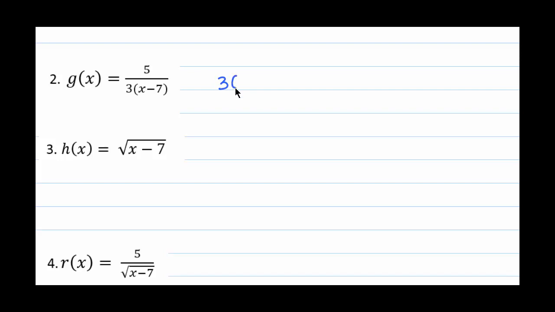So if I had 3 times x minus 7 equals 0, I set both of my factors equal to 0. So I have 3 equals 0, x minus 7 equals 0. This 3 equals 0, that just divides out. There's no x there to solve for. So I'm going to add 7 to both sides. So I get x equals 7.